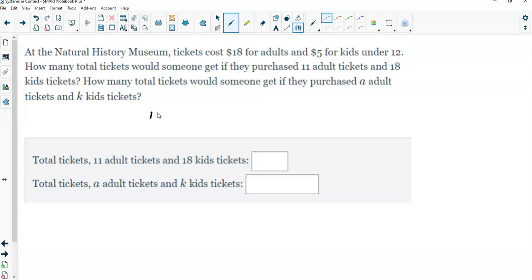How many total tickets would someone get if they purchased 11 adults and 18 kids? Well, that would be 11 plus 18, right? It would be the adults plus the kids, which in this case the adult tickets is 11 and the kids tickets is 18. So total is 11 plus 18. So this one would be A plus K for the bottom, and the total tickets 11 plus 18 would be 29 tickets.